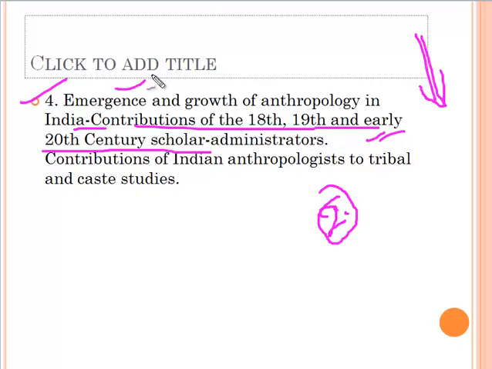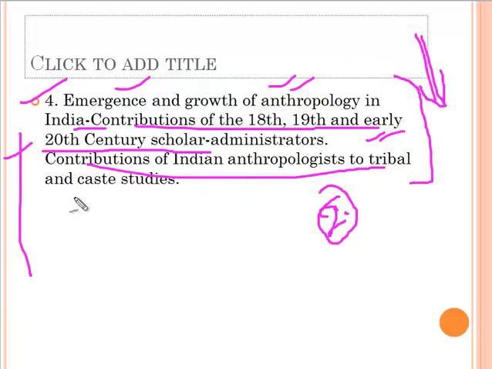Similarly, what is the emergence and growth of anthropology? What are the different stages through which anthropology has passed? What are the different thinkers and their theories? And what are the different tribes that they have studied? What are their contributions? So you will study all the thinkers like S.C. Roy, Haimendorf, Verrier Elwin, then Majumdar, Vidyarthi, Bose. So all this will be covered here.